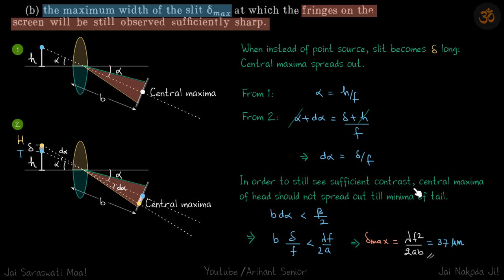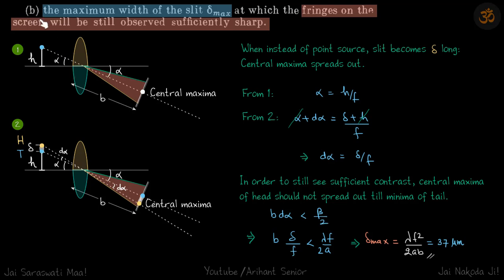So that's what we'll write here. In order to see sufficient contrast, central maxima of head, that is this yellow part, should not spread out till minima of tail, that is minima of this blue part. So you should be able to see some darkness before you see again an extended maxima, which means b d alpha, that is the width of this spread out maxima. So because this is b, this is d alpha, so this is b d alpha. So b d alpha should be less than half the fringe width, beta by 2.